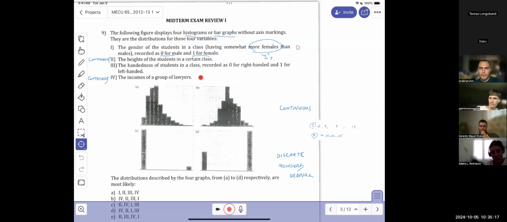Income in general is right skewed. So which one is it? It's not extremely skewed, but lawyers, most of them make this kind of amount of money, but there's a few that make a lot and they're stretching this out to here. So a few of them make a lot. So that's going to be A.